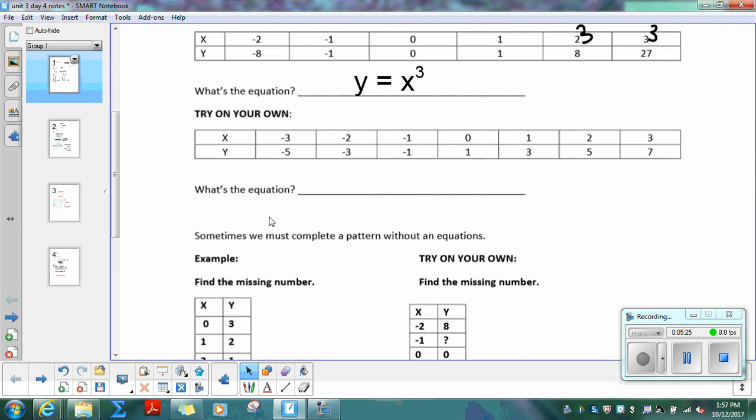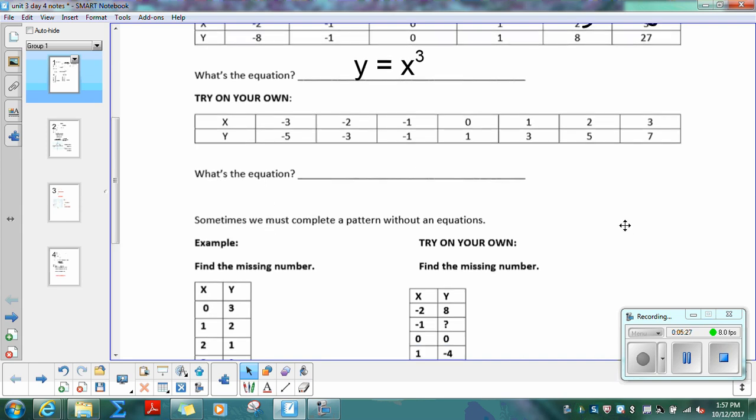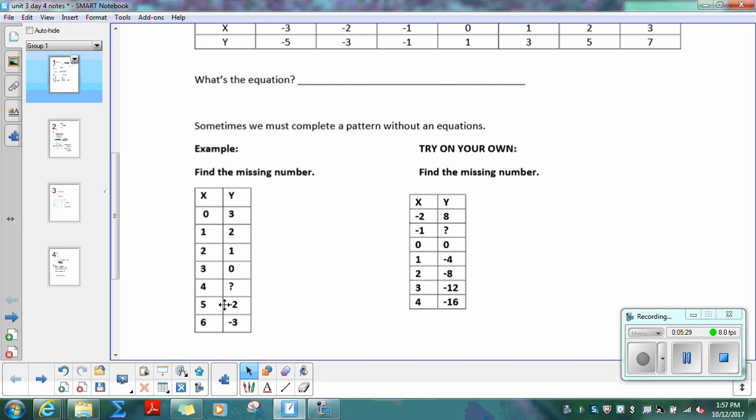Sometimes we have to complete the pattern without an equation. So sometimes we'll just get a table and oh look, there's a missing number in it. So we still have to figure out what the pattern is, but we don't actually have to write it out algebraically. We just need to do that pattern. Okay? So we're still starting where x is 0. The y is 3 when x is 0, so that means I have to add 3 to the x value, but that might not be enough, because look, if I add 3 to 1, I don't end up getting 2. If I add 3 to 2, I don't get 1. So something else is happening.